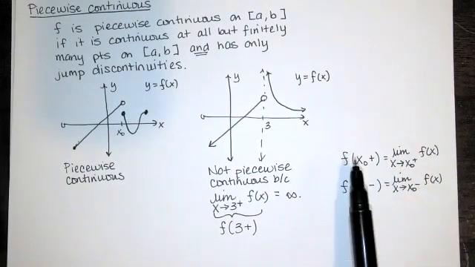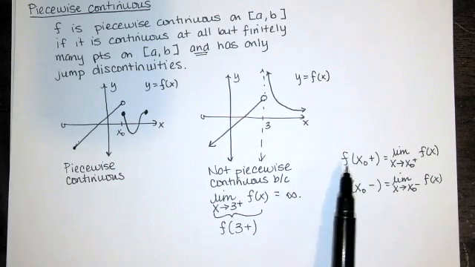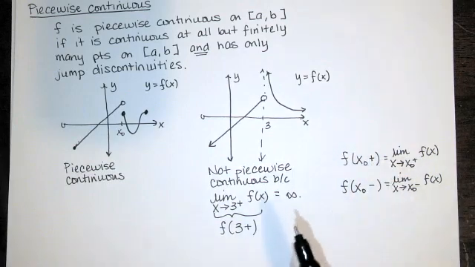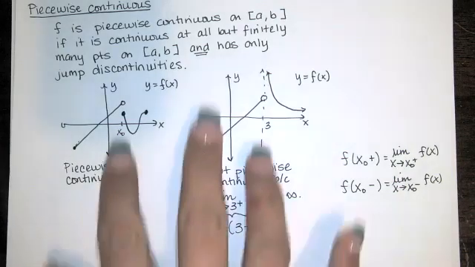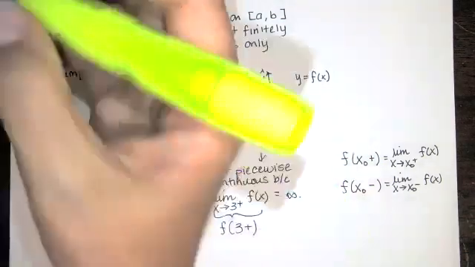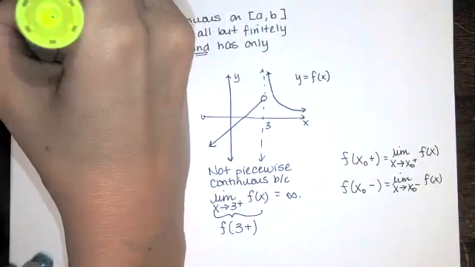Now, sometimes in the book, he'll just use f of x plus and f of x minus to refer to the limit of the function as the independent variable approaches x from the right and from the left. But I use the x naught to make it clear that we're talking about a specific x value rather than the variable x. So that's piecewise continuity, the definition of a piecewise continuous function.